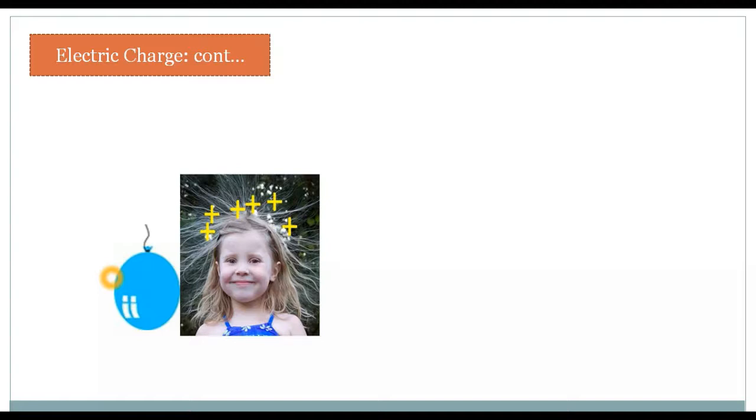So there are electrons present in your hair, there are electrons present in the balloon. So electrons flow from hair to balloon. From your hair, electrons tend to flow into the balloon. So what will happen? Your hair is losing electrons, so the hair is becoming positively charged, right? And the balloon is gaining electrons, so the balloon will become negatively charged because it's gaining a negative charge. So once it's rubbed, this balloon has a net negative charge, right?